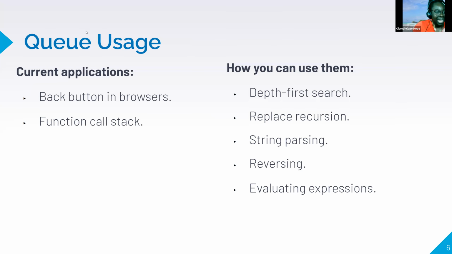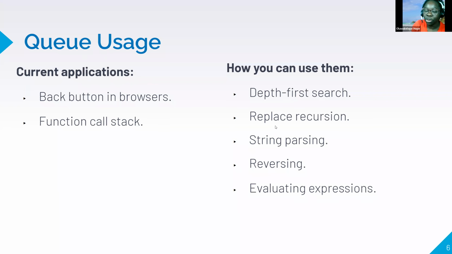So stack usage, current applications. One current application in real life is your back button, when you click on back in your browser. Your browser uses a stack to keep track of the pages you viewed before, so that once you click on back, it goes to the top of the stack and picks the last page you viewed, right? Since it is last in, first out, the last page you viewed is the first thing you see when you click on back. So that's one important application.